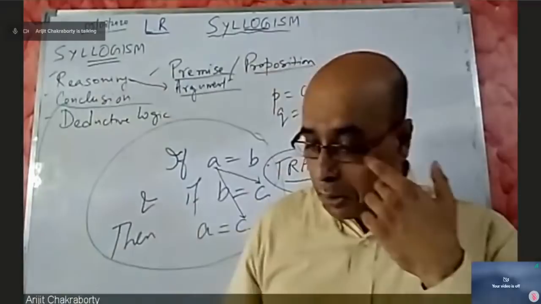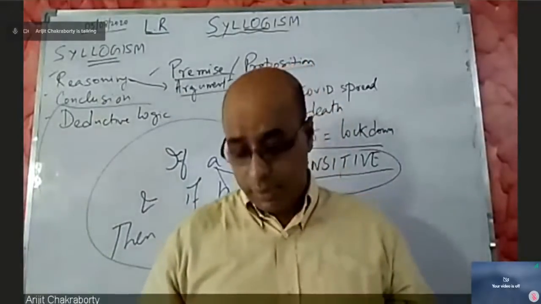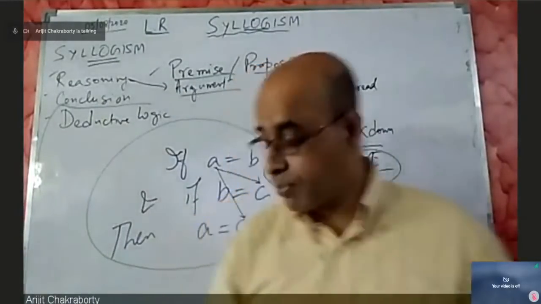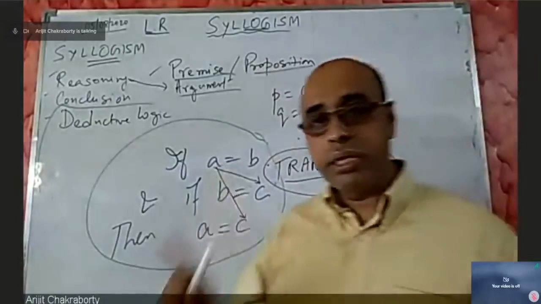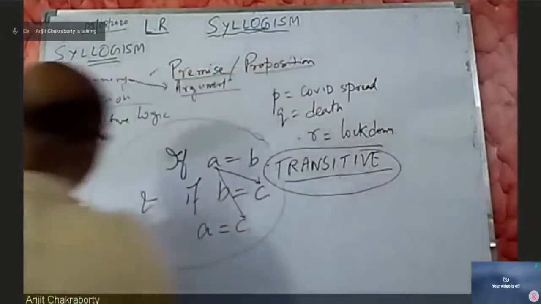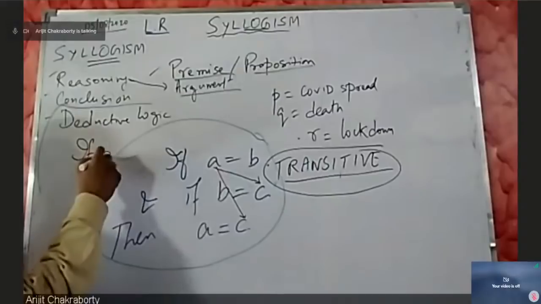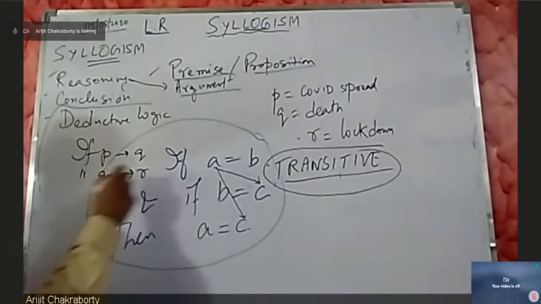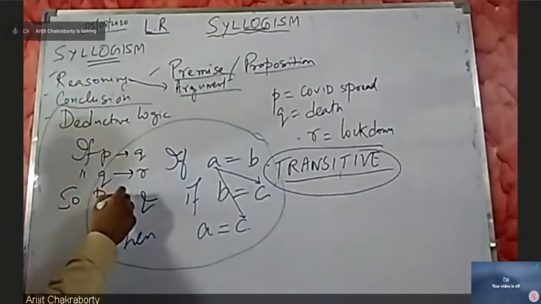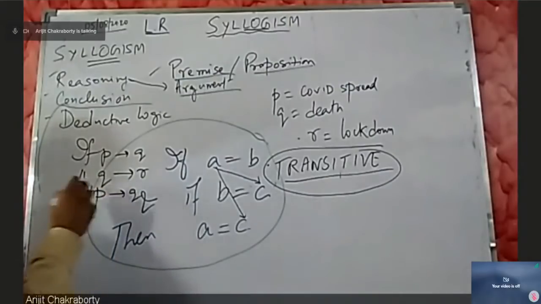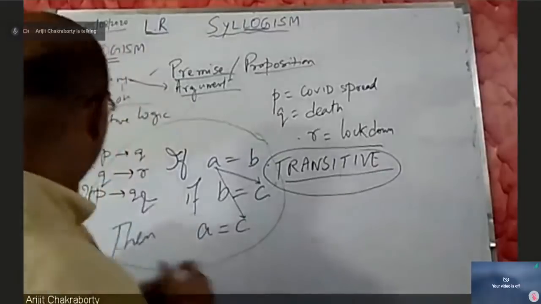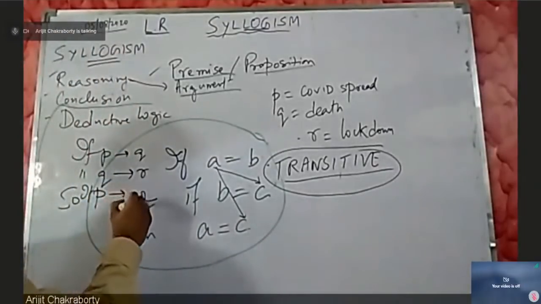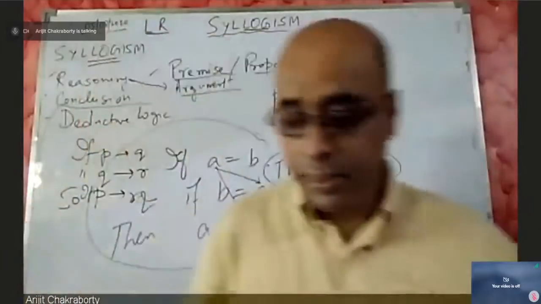Okay, so I'm just giving another example, if there was a small example I took. If P then Q, right, I'm writing it once again here. If P then Q, if Q then R, so if P then we have R. Okay, I give an example.